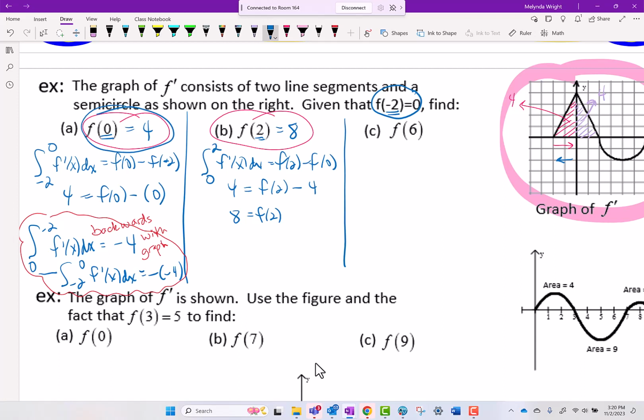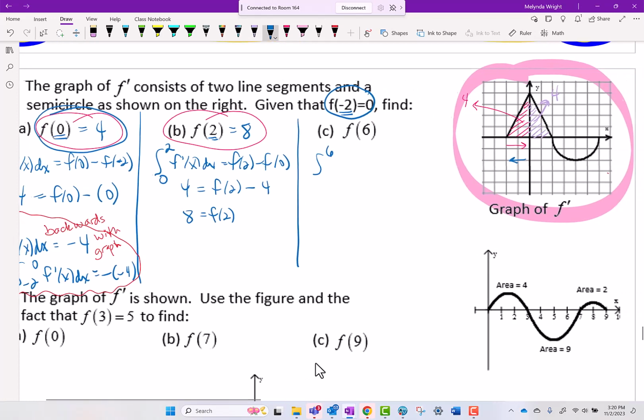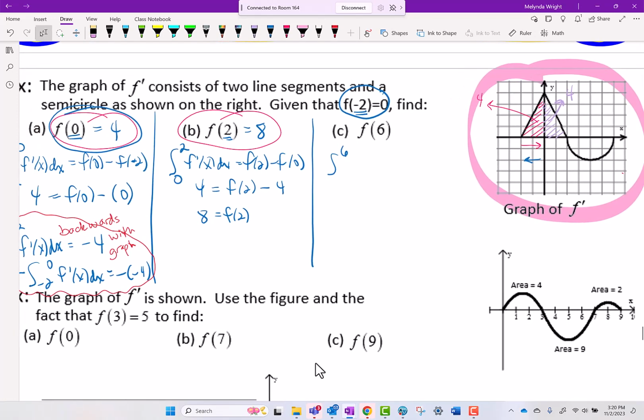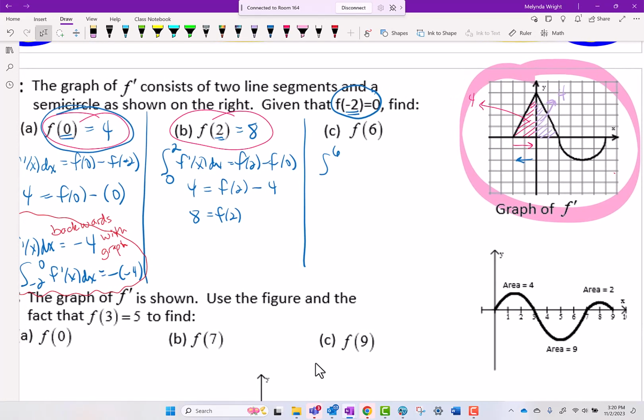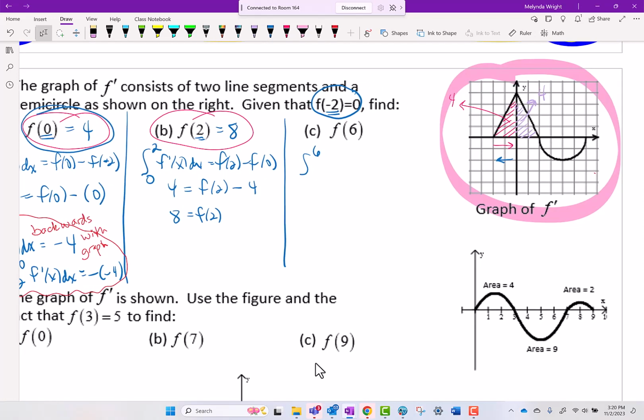Okay, so do you think I'm going to have to write an integral on part C? Yes, I do. I need to end up at 6. Do you think I'm going to want to start at -2? I've got 3 choices now. I can start at -2, 0, or 2. I'm going to pick 2.